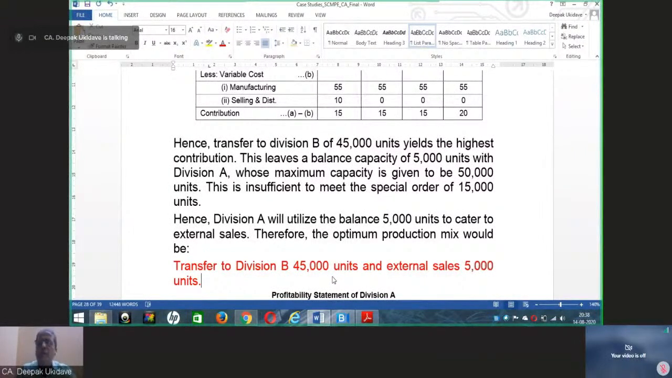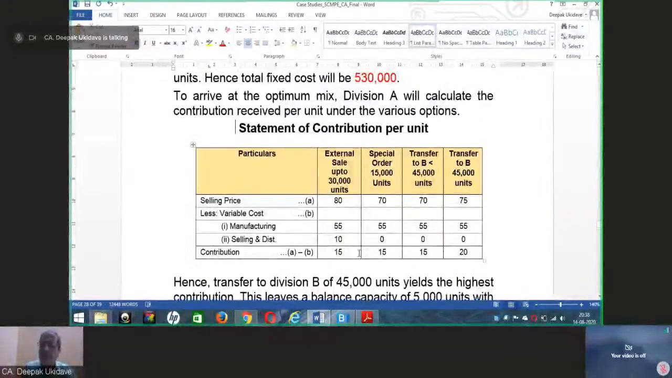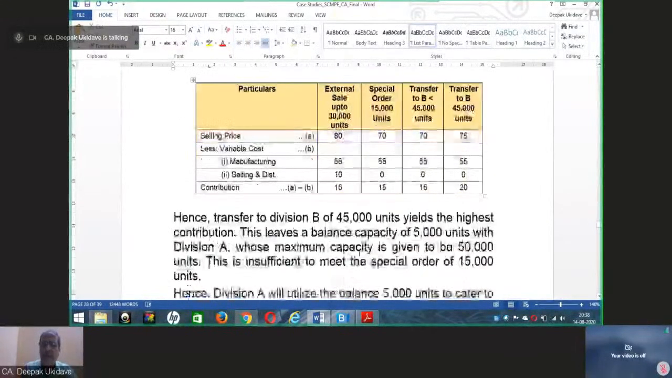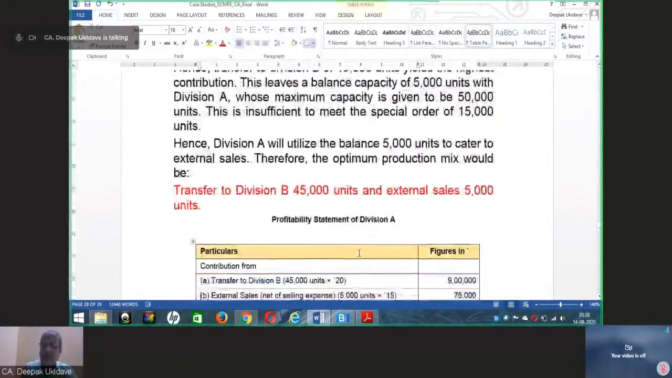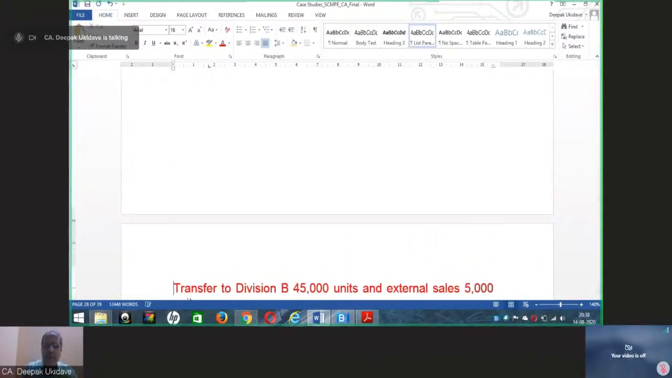So ideally speaking, you should transfer the entire requirement of division B, that is 45,000 units, to it. But then division A is left with a capacity of only 5,000 units, and therefore those 5,000 cannot be catered to the special customer. The special customer wants it at full requirement, and otherwise the order has to be rejected. So reject the order of the special customer and cater those 5,000 units by supplying them to the external customer, that is, in the external market. Now by doing this, let us look at how it affects the profitability statement of division A.